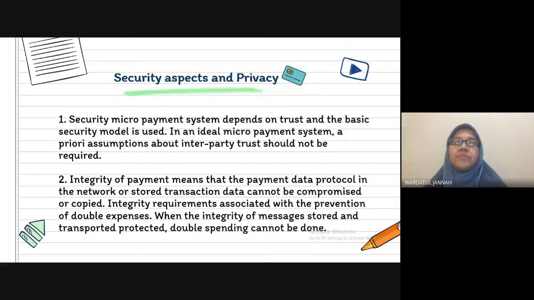Number two, integrity of payment means that the payment data protocol in the network or stored transaction data cannot be compromised or copied. Integrity requirement is associated with the prevention of double spending. When the integrity of message storage and transport protection fails, double spending cannot be prevented.